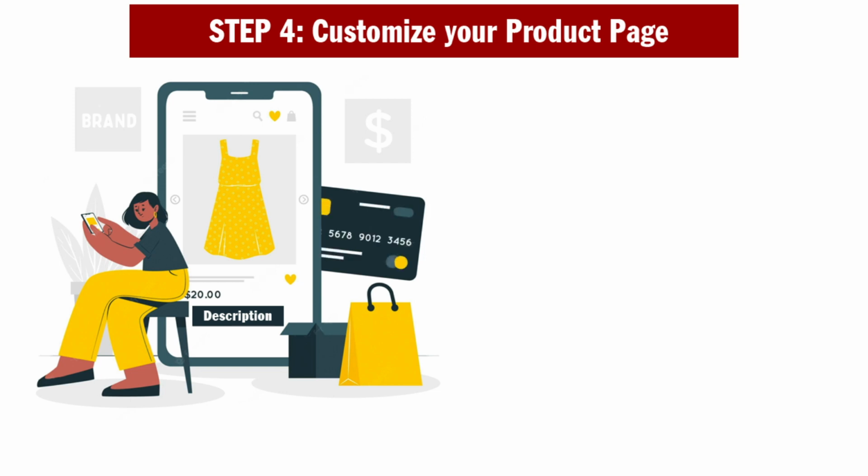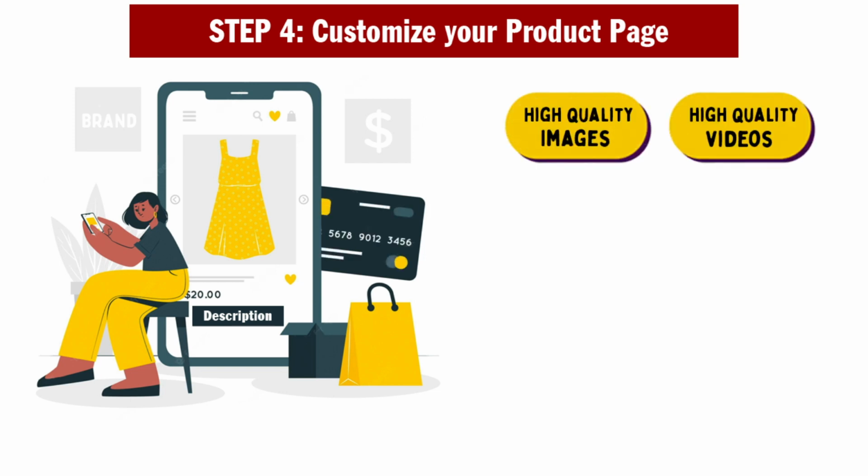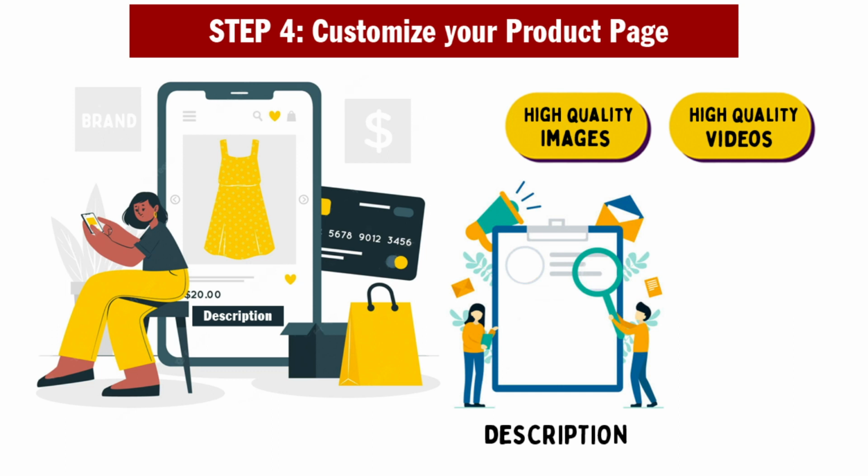When customizing your product page, make sure to include high-quality images and videos that accurately represent your product. You can also include a detailed product description that highlights the features and benefits of your product. This will help to build trust and credibility with potential buyers. Additionally, make sure to include clear instructions on how to access and use the product.